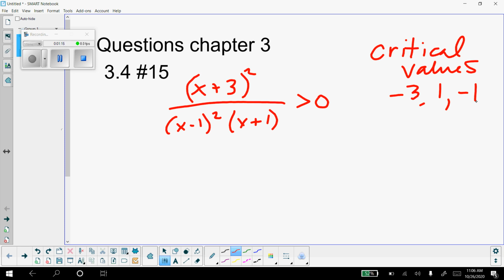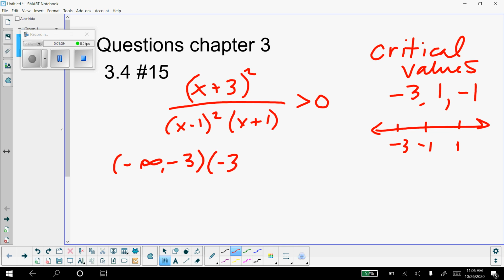So now we just need to do our intervals. Just kind of put these in order on a number line, just for a visual for myself. Okay, and all of them would be just parentheses. So for our intervals, we would have -∞ to -3, and then -3 to -1, and then -1 to 1, and 1 to infinity.